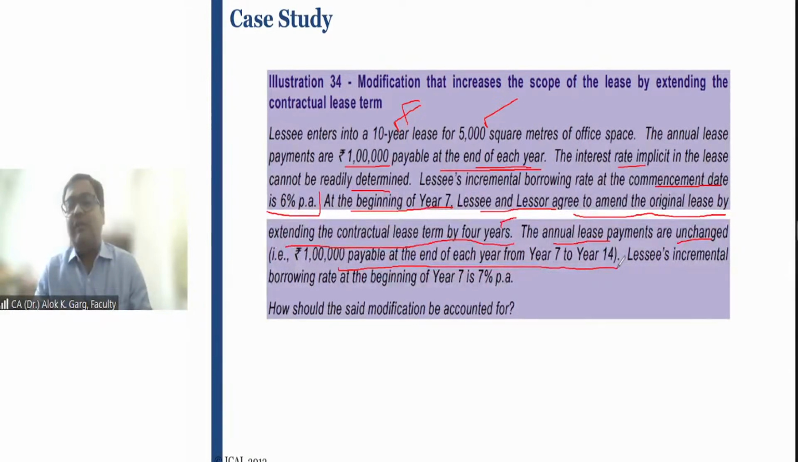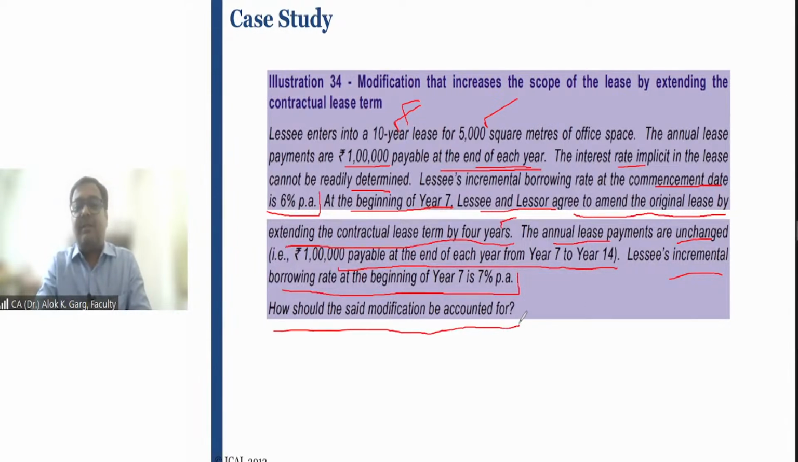Change is only with respect to the lease term. The lessee's incremental borrowing rate at the beginning of year 7 is 7% per annum. How should the said modification be accounted for?